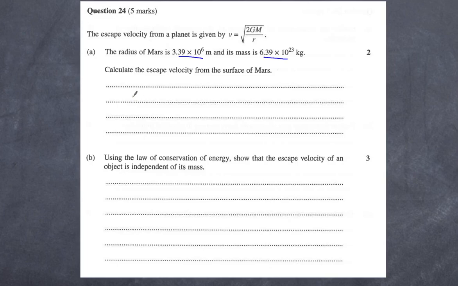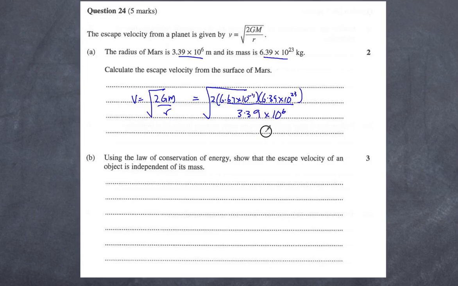So all you have to do is say, here's the formula, the square root of 2GM over r. You then substitute the values in, so you get the square root of 2 multiplied by G, which is 6.67 by 10 to the power of -11, multiplied, of course, by the mass, which is 6.39 by 10 to the power of 23, and then divided by the radius, which is 3.39 multiplied by 10 to the power of 6. And when you calculate that out, you get 5,014 meters per second, and that's your final answer. Fairly easy question. But B is a little bit harder.